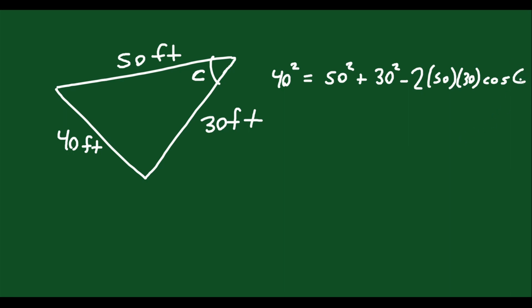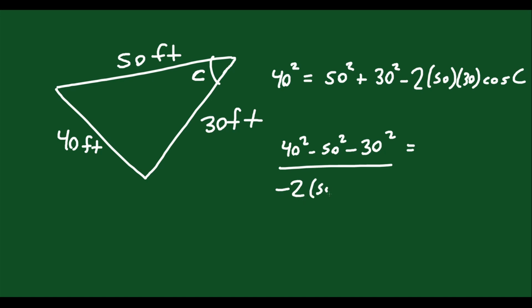Now C is your only variable, so you can go ahead and solve for that. You move everything to the other side, so you'd have 40 squared minus 50 squared minus 30 squared, move those two terms to the left, and then equals all this. Well, you can divide both sides by negative 2, 50, 30, and that would equal cos of C. Except you could just cos inverse both sides, so you can get C by itself. So cos inverse all of this, and that would equal C. So you do your work to isolate C, this is what you get.